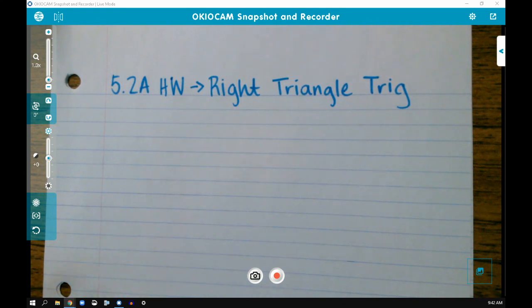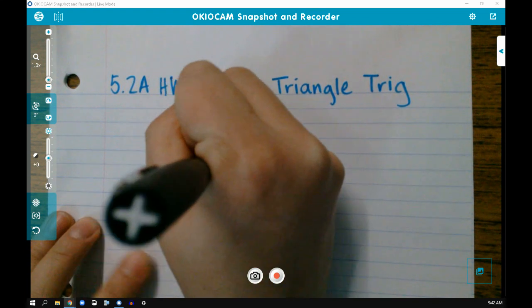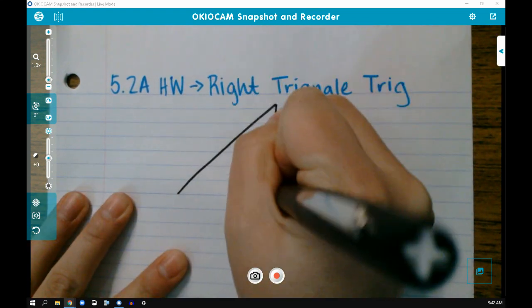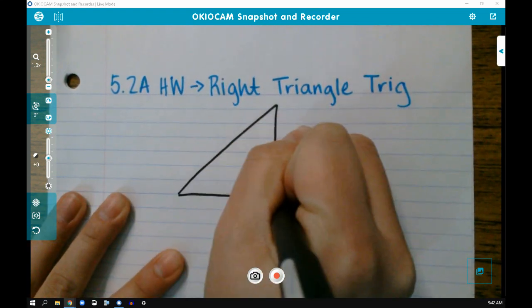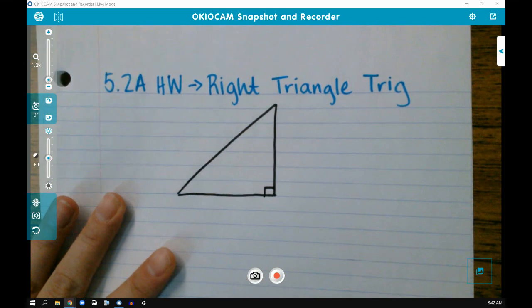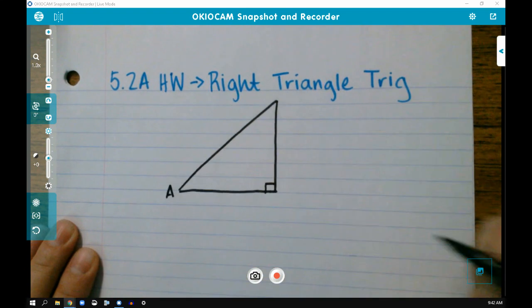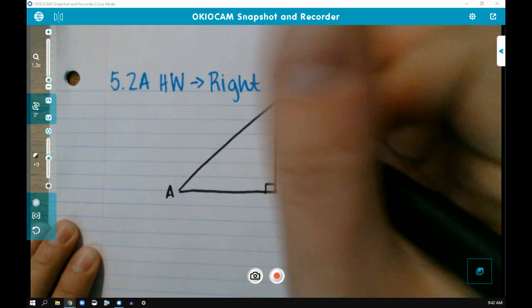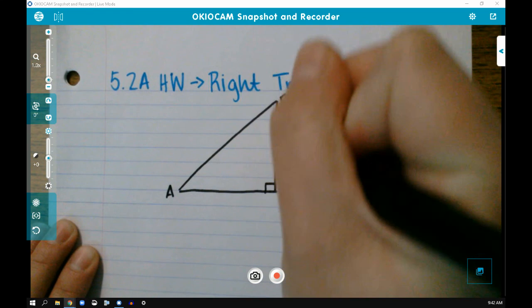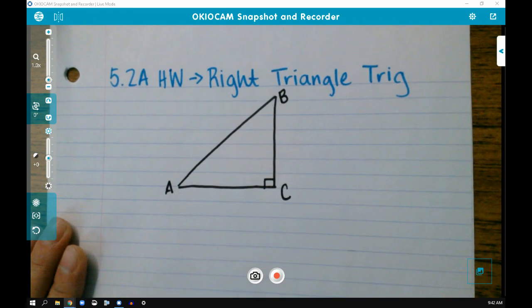So for any right triangle, this is my right angle. We know that's my right angle because it's got that fun little square in it. We label the angles, the corners, with capital letters. So we are going to label this lower left corner with capital A, this upper right corner with capital B, and we're going to label our right angle with capital C.